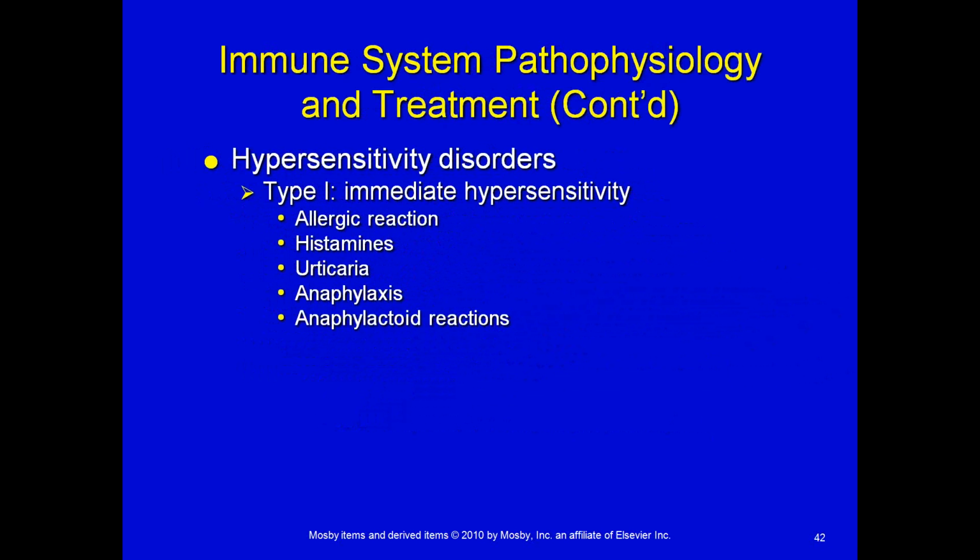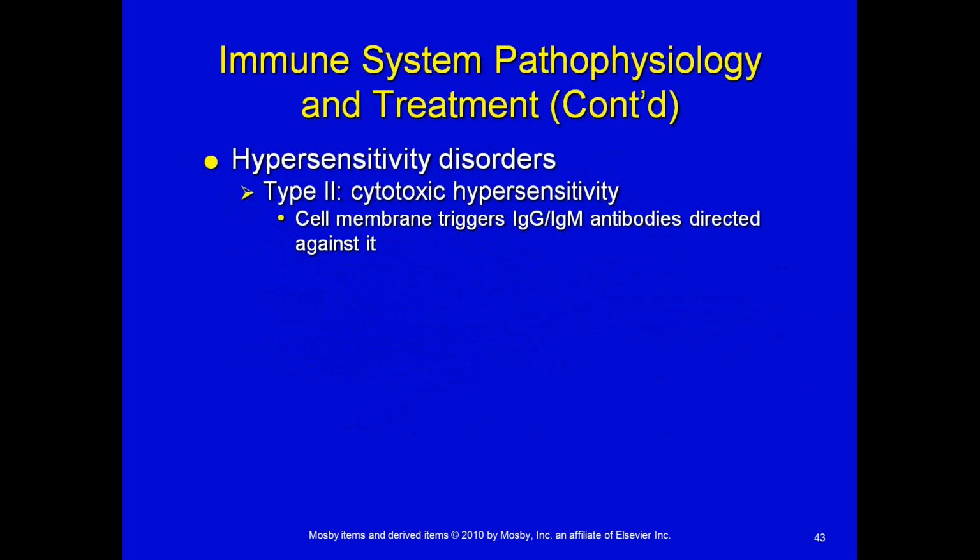Hypersensitivity disorders include type 1 or immediate hypersensitivity disorders. That's where you get the allergic reaction. It's caused by the release of histamines and bradykinin and leukotrienes. You get the hives, you get itchy skin, watery eyes, runny nose, and certainly if it's overly exaggerated, it can lead to anaphylaxis, which is a form of shock. An anaphylactoid reaction is an anaphylaxis-like reaction from perhaps some type of hypersensitivity.